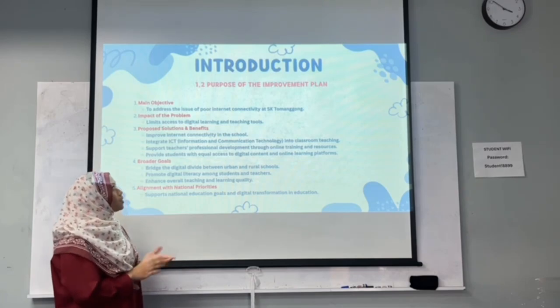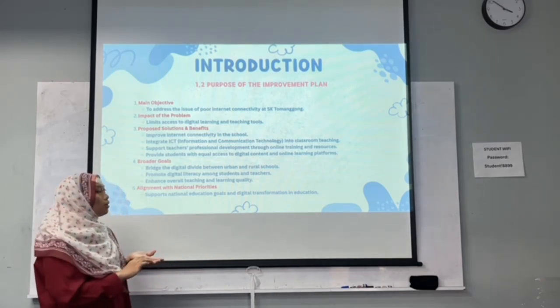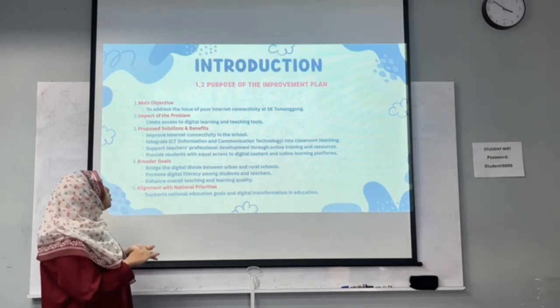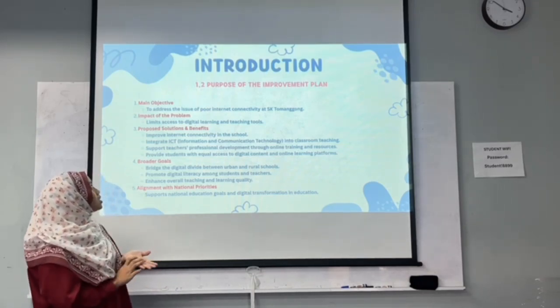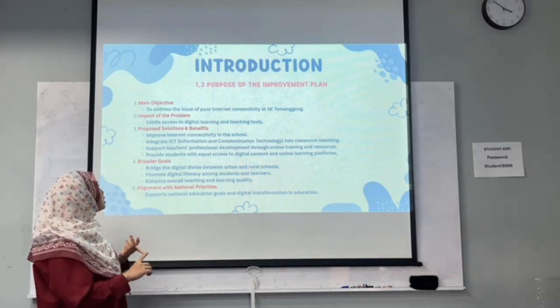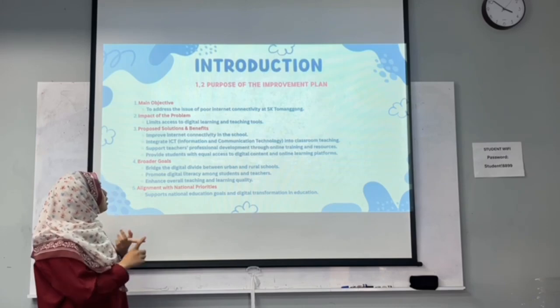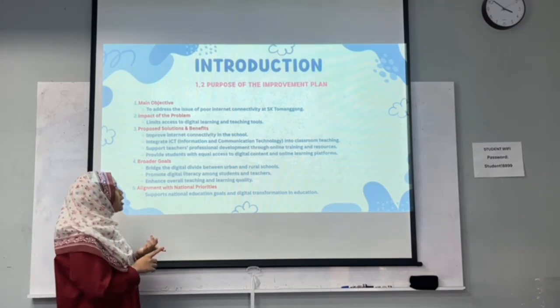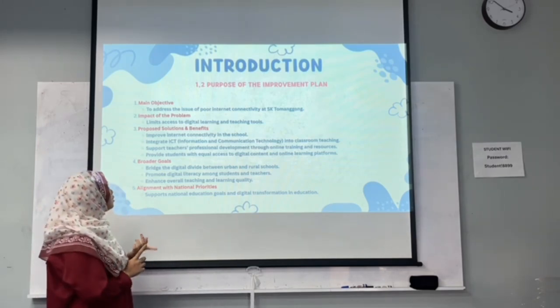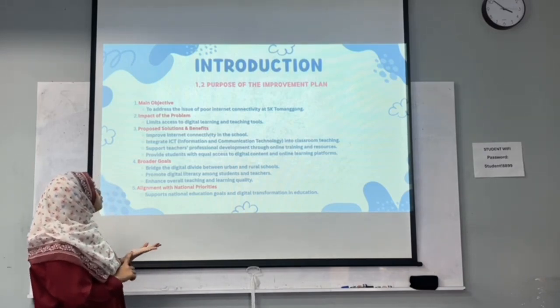And for the purpose of the improvement plan, there are 5 purposes. The first one is the main objective, to address the issue of poor internet connectivity at Tomanggong. The second one is the impact of the problem. It limits access to digital learning and teaching tools. The third one is proposed solution and benefits. It has 4 proposed solutions.